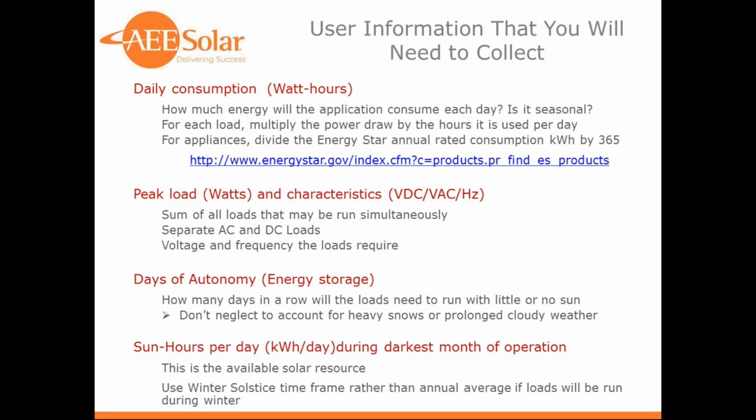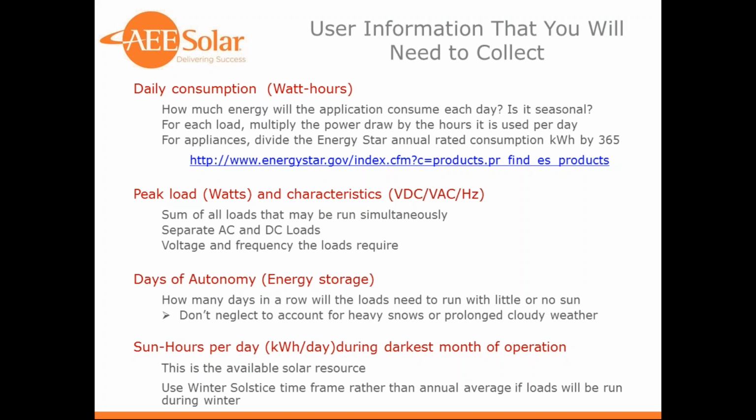There may be separate AC and DC loads, although, like I said, DC loads are pretty rare in household systems. And of course, we need to know what voltage and frequency the loads require. Here in the U.S., most houses are 240 volt AC, single phase. But if it's overseas, it might be 50 hertz at 230 volts, or there's a variety of voltages around the world. So we need to know that.